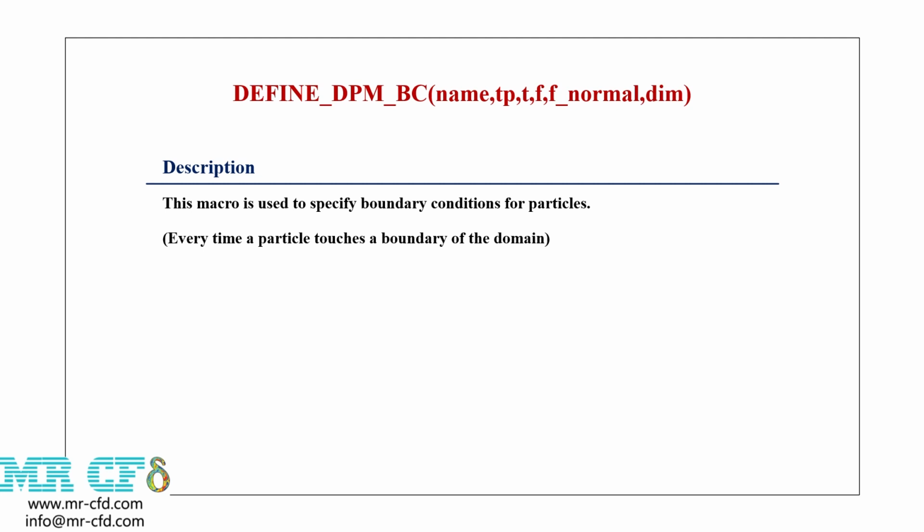For instance, the define DPM BC macro is used to set boundary conditions for discrete particles present in the computational domain. When discrete particles reach a boundary of the computational domain, they can exhibit different behaviors. These particles can simply pass through the desired boundary or reflect after collision, or be trapped at the same location. Using this macro, we can apply the desired behavior to the discrete phase. The desired behavioral function is executed whenever a particle reaches a boundary of the computational domain and comes into contact with it.